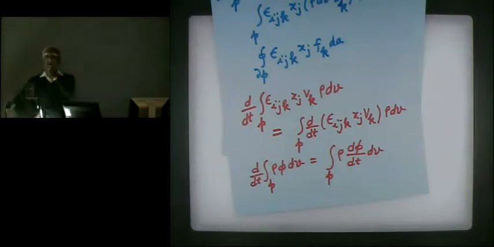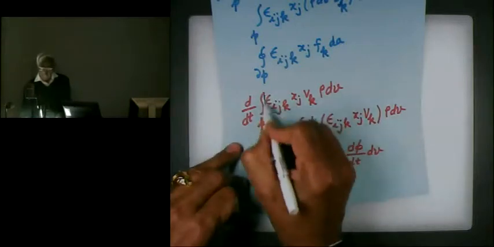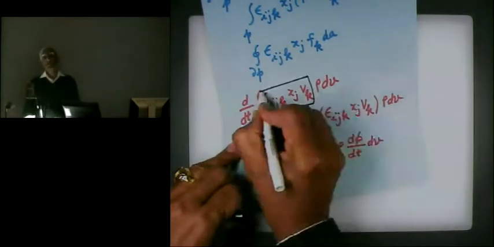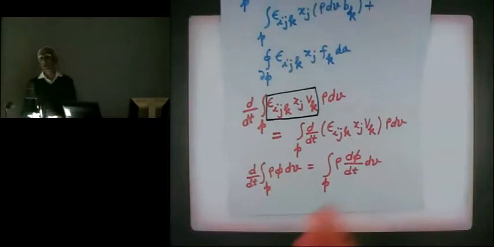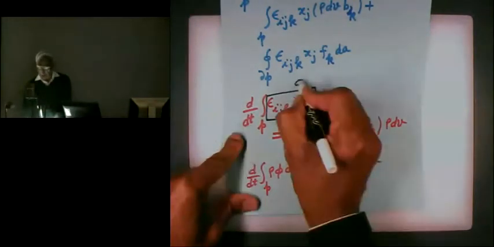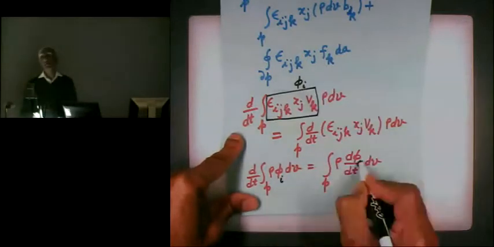Go ahead. So what exactly is phi in this case? In this case, phi happens to be a vector, so it is really phi i. So I can put i here. That doesn't change anything.